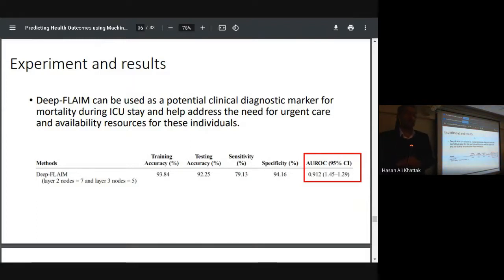DFLIM can be used as a potential clinical diagnostic marker or tool for mortality during ICU stay, and can help address the need for urgent care and the availability of resources for these individuals.